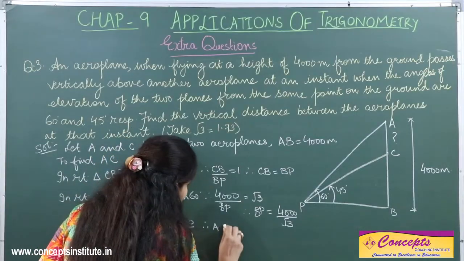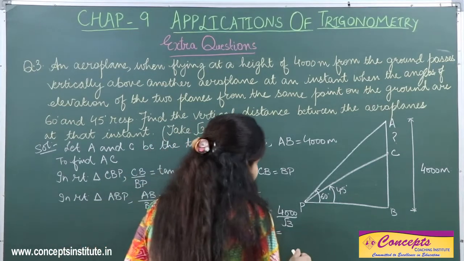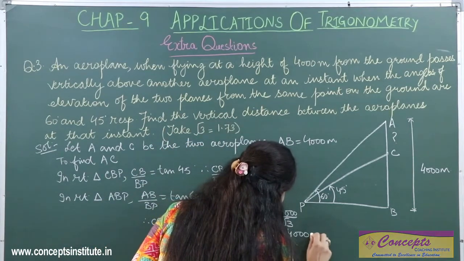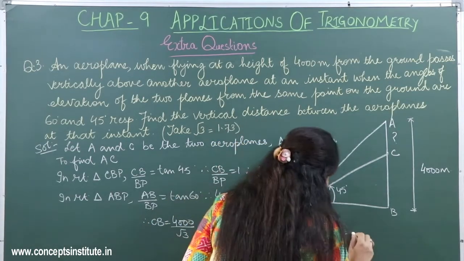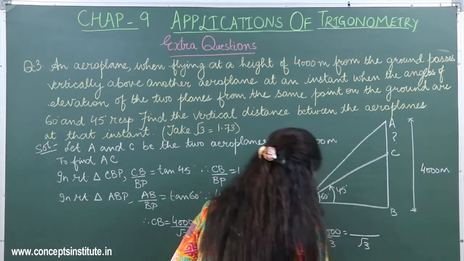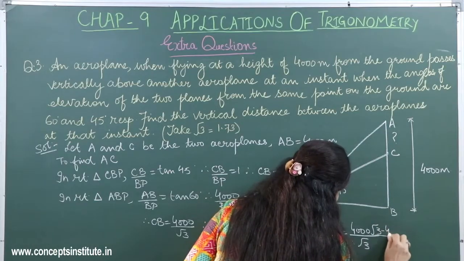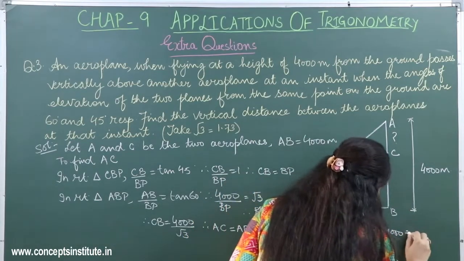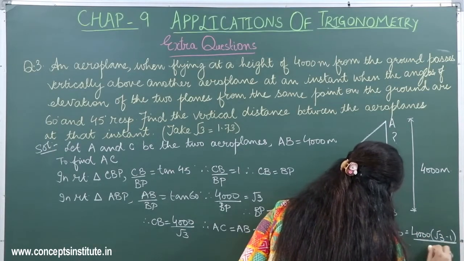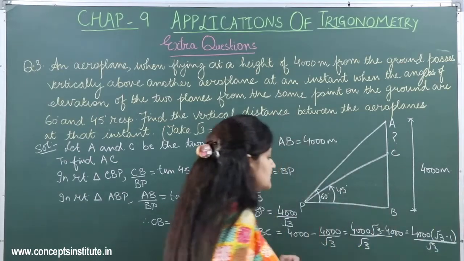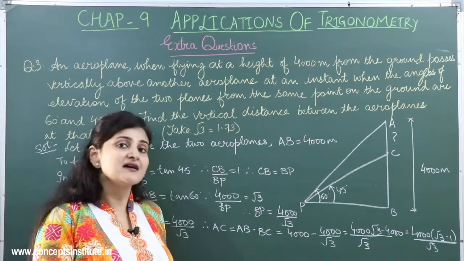So, therefore, AC is AB minus BC, that is 4000 minus 4000 upon root 3. So, on taking the LCM, I get root 3, and I would get 4000 root 3 minus 4000. So, it would be 4000 into root 3 minus 1 upon root 3. Now students, as you know that whenever we have an irrational number in the denominator, we need to rationalize it.